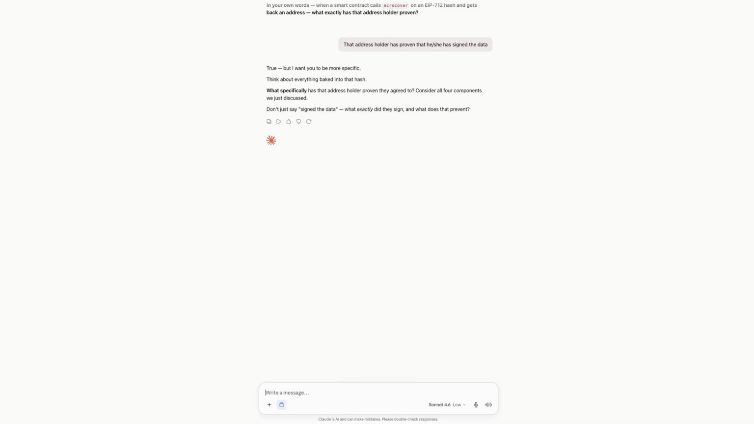What specifically has that address holder proven? They agreed to consider all four components we just discussed. Don't just say sign the data. What exactly did they sign and what does that prevent? Okay, what exactly did they sign?